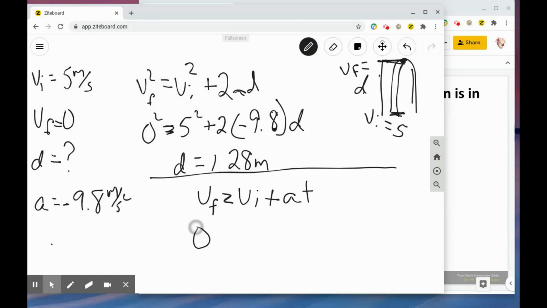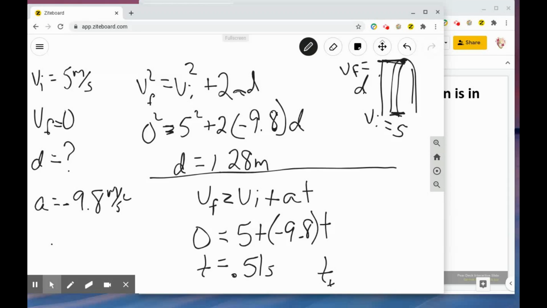So VF we said is 0, VI 5 plus the negative 9.8 t, and that'll be the time to get to the top. So that turns out to be t equals 0.51 seconds. So we're going to double that. So the total time, I'm going to do t sub t for total time, would just be 1.02 seconds.